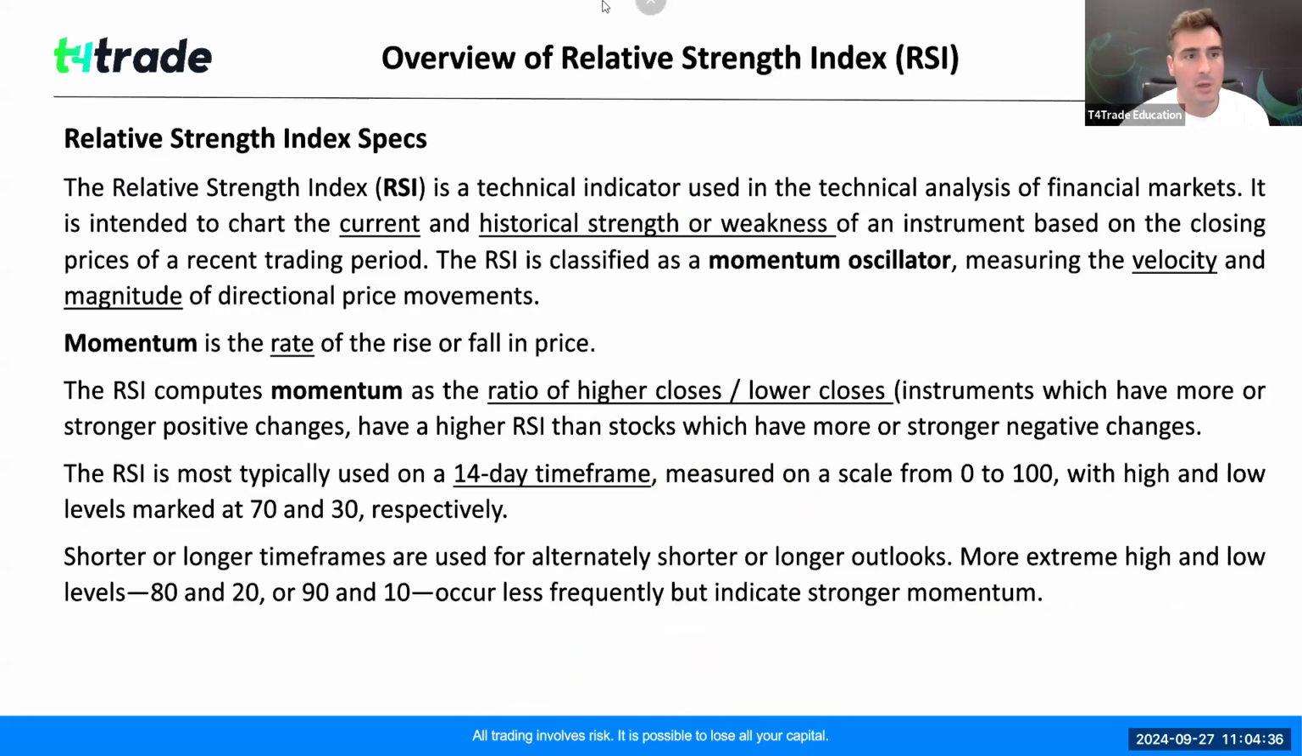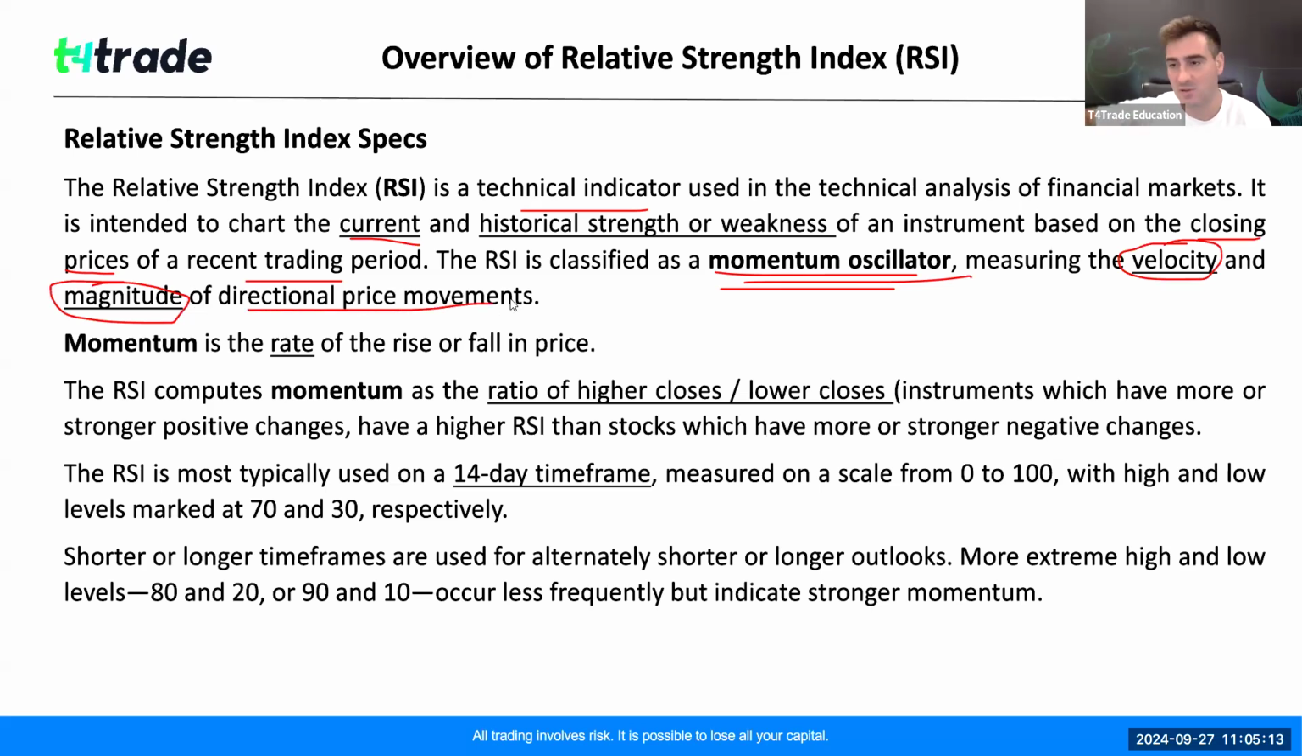Okay, so the relative strength index is a technical indicator used in the technical analysis of financial markets. It is intended to chart the current and historical strength or weakness of an instrument based on the closing prices, which rings a bell since moving averages use that as well, of a recent trading period. So the RSI is classified as a momentum oscillator, measuring the velocity, in other words, the speed of how fast something moves, and the magnitude of directional price movement.